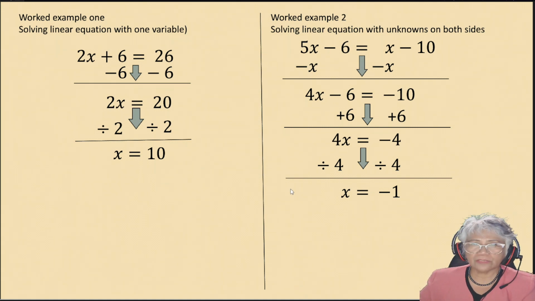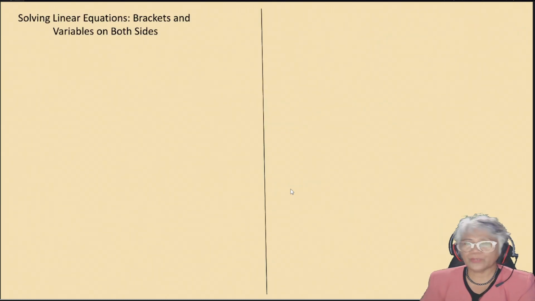Alright, let's look at the next example. So you have brackets here. This is a different one: brackets, and there are two variables.